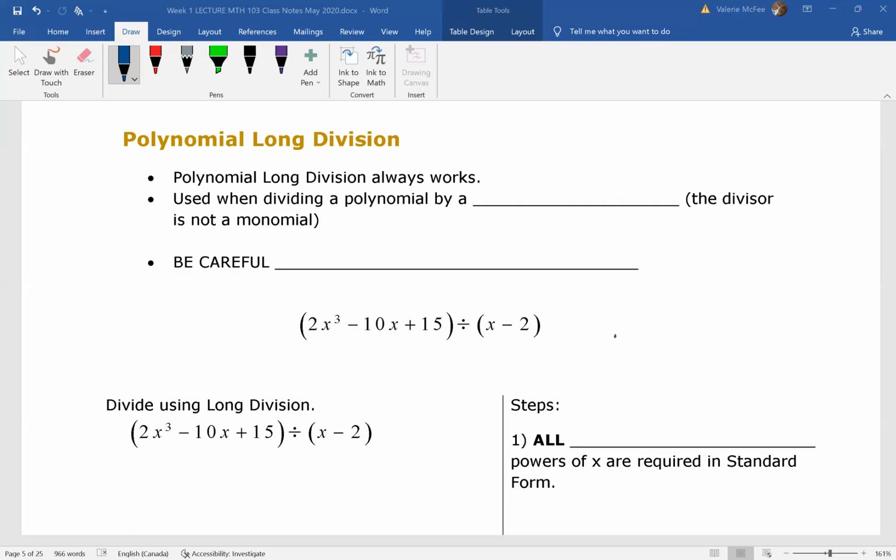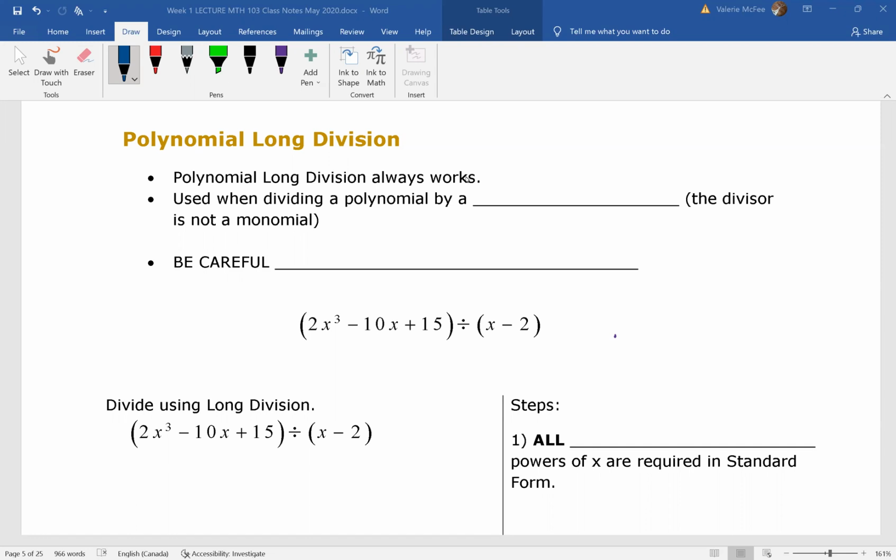In Math 103, we teach both polynomial long division and synthetic division. It's important that you know both of these procedures. Sometimes in calculus, you're going to have a professor who prefers polynomial long division. Sometimes you'll have a professor who prefers synthetic division. They both have their benefits.